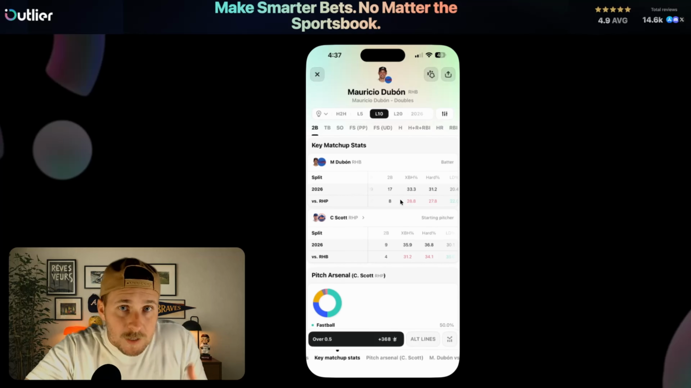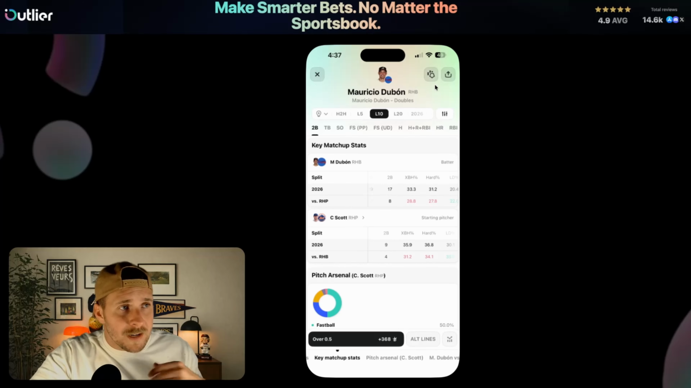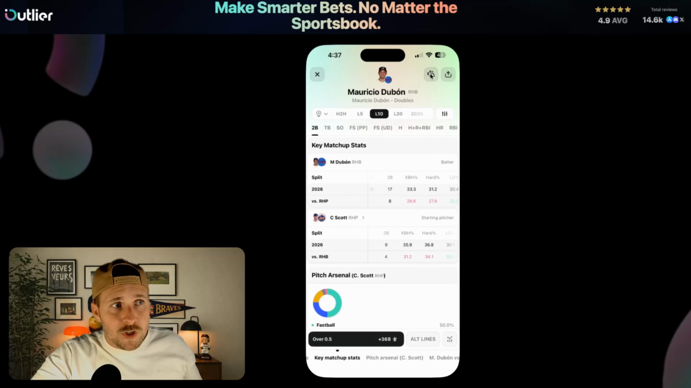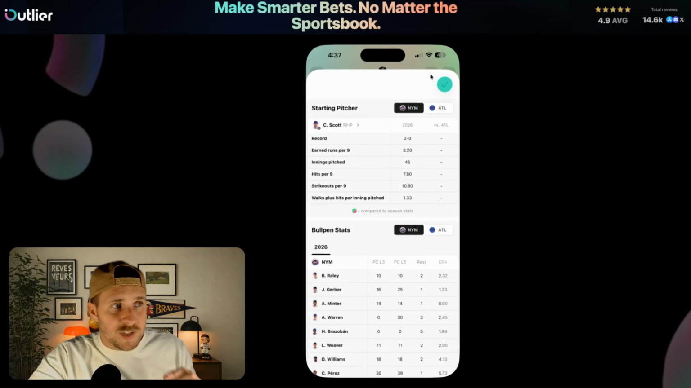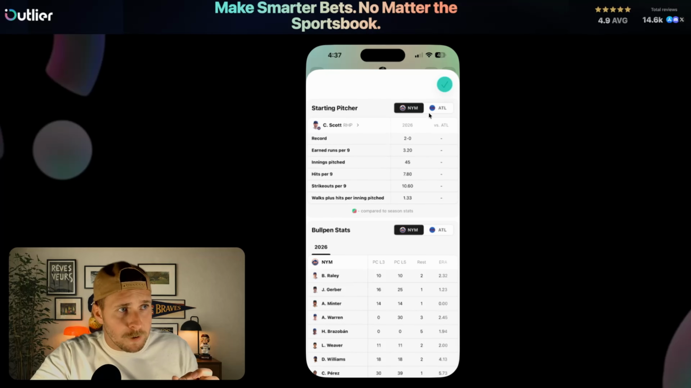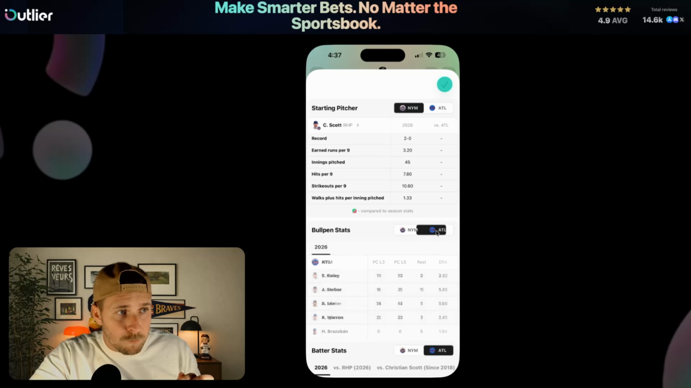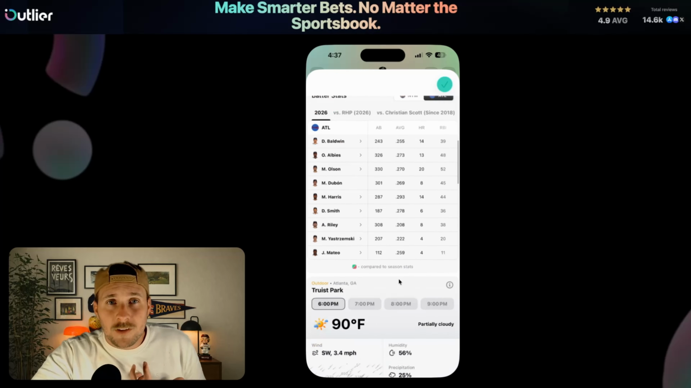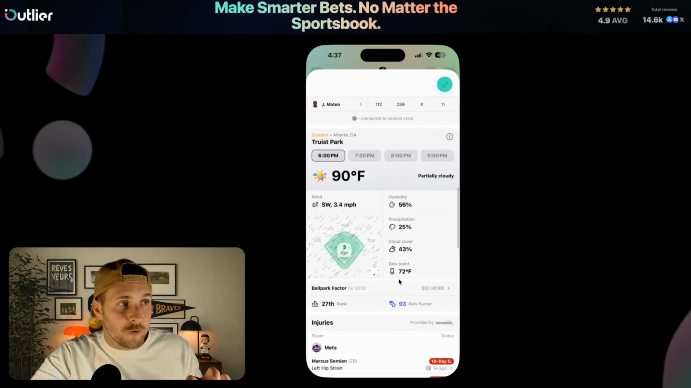Now, this isn't where my research stops, because the very next thing that I check is actually the weather and the ballpark factor. And all I have to do is click this little button here and you will see that pop up. You have all of the starting pitcher stats for both teams and even the bullpen stats for both teams, as well as the batter stats for both teams.